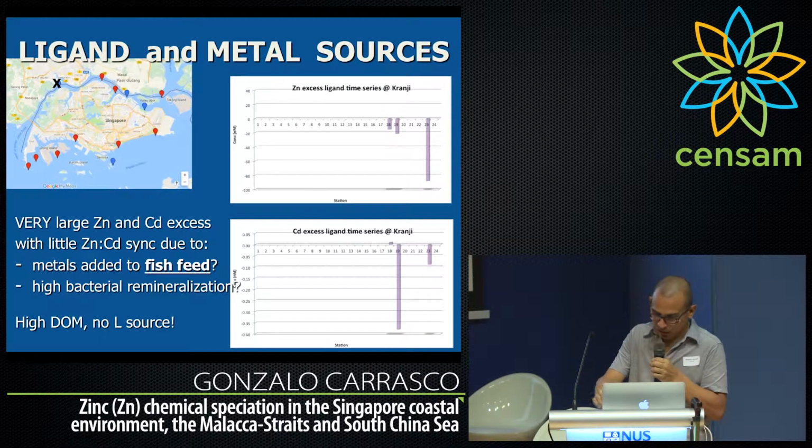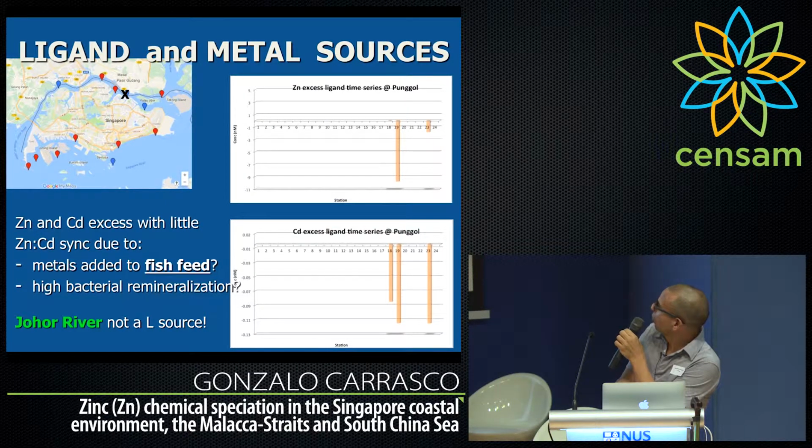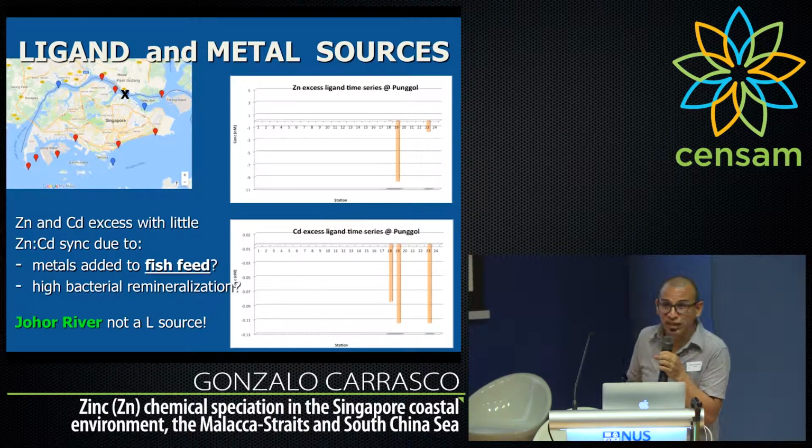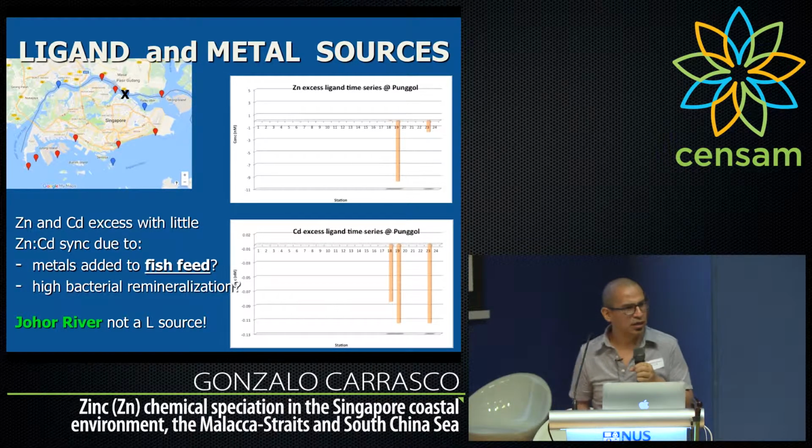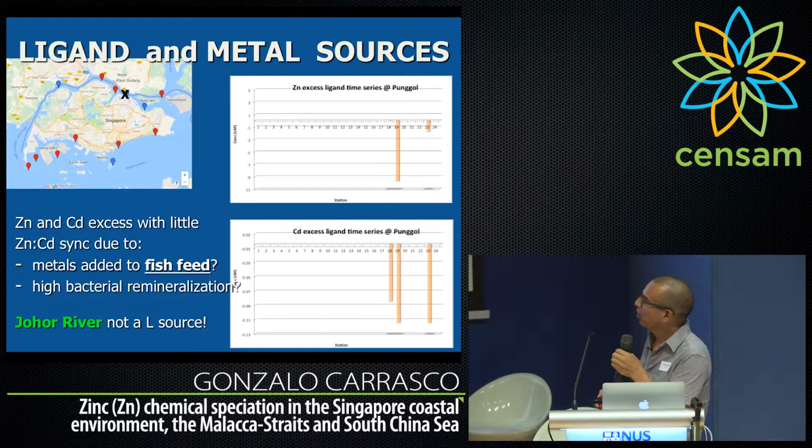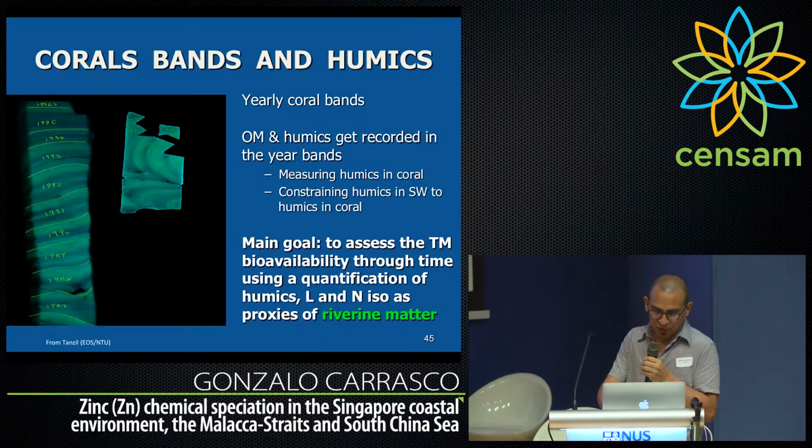If we go to a couple of other places, Kranji and Pungol were interesting places where we talk about fish feed, so basically fish farm operation, meaning a source of metals that I really wasn't counting on. I thought that this would be a source of organic matter, but it was a source of metals instead. So the question of bioavailability and bioaccumulation comes up. We're probably going to be working on that later on.